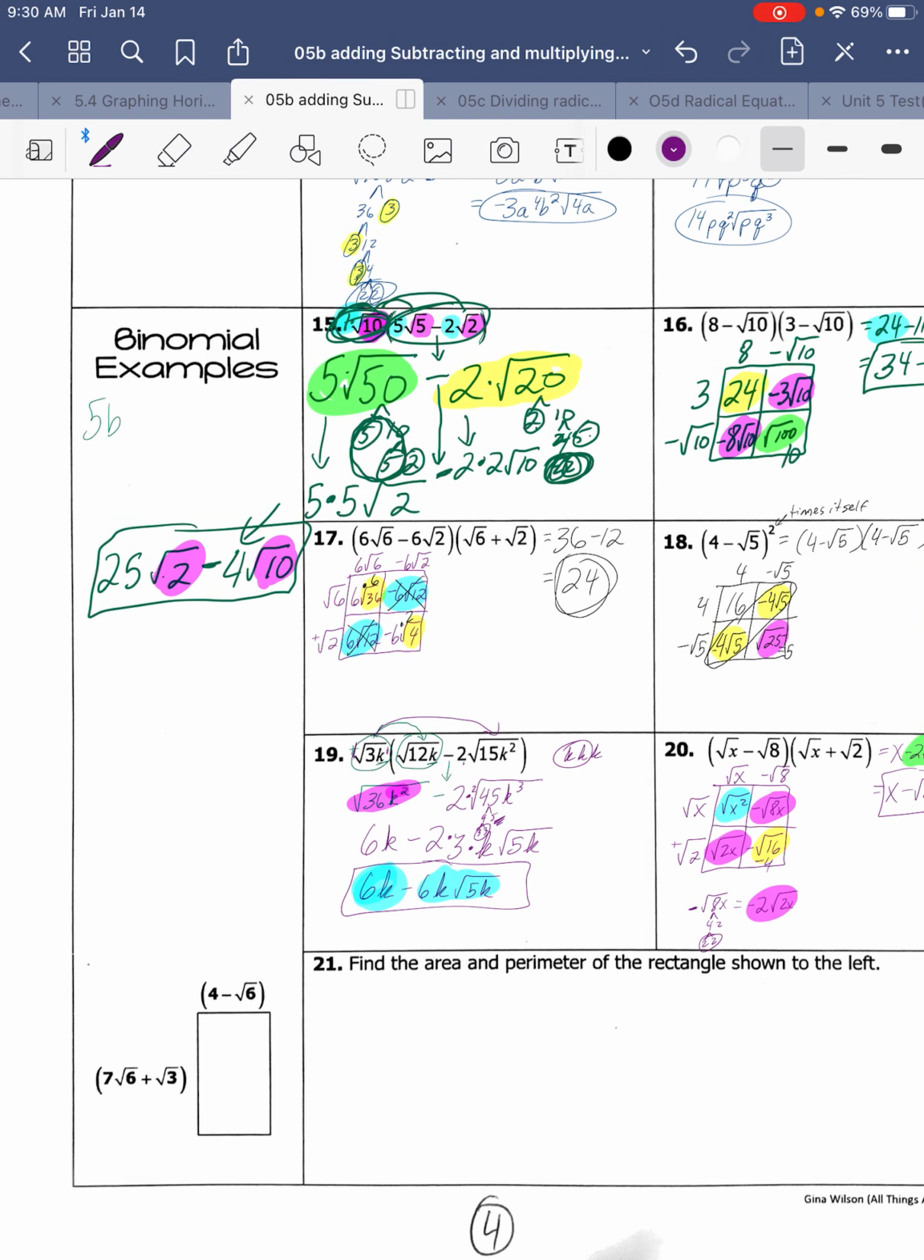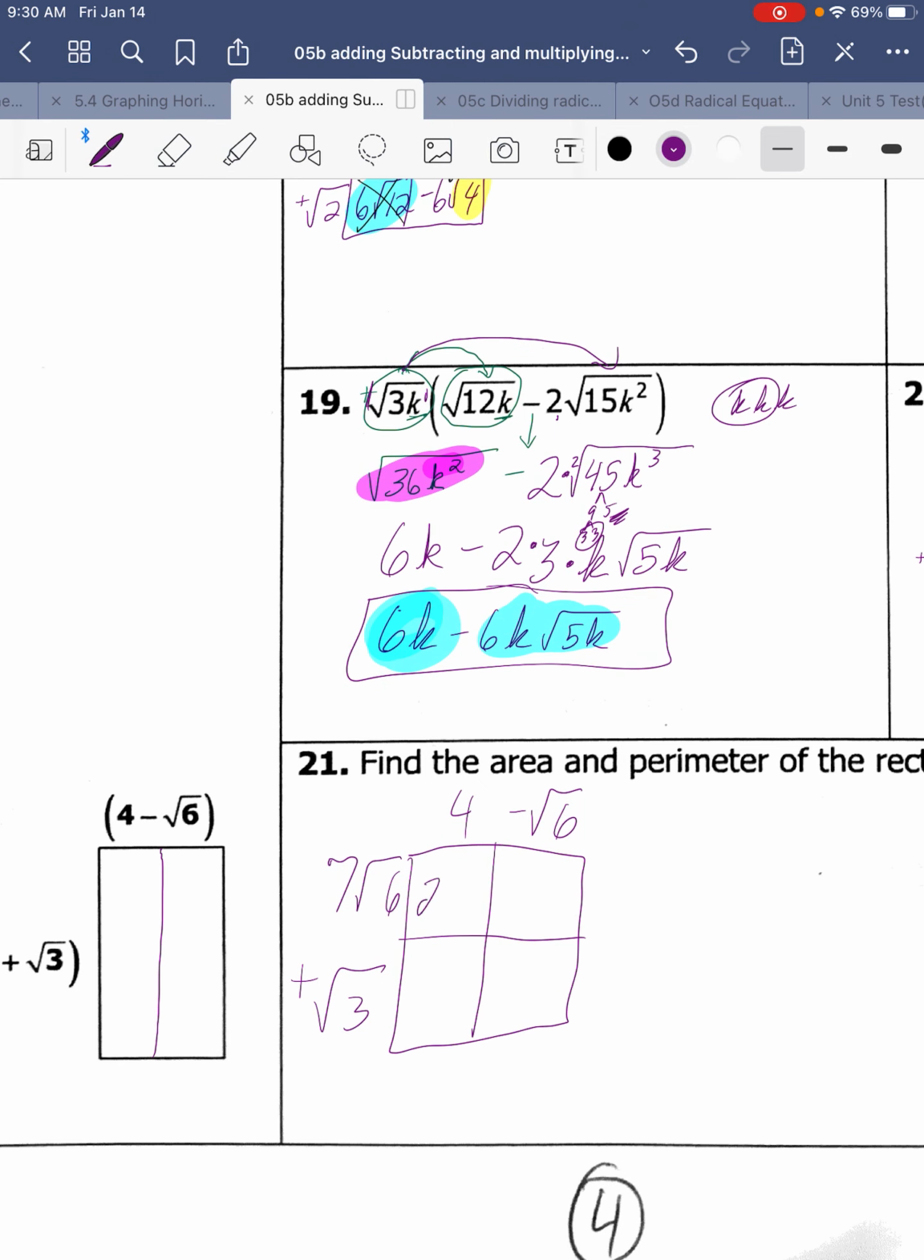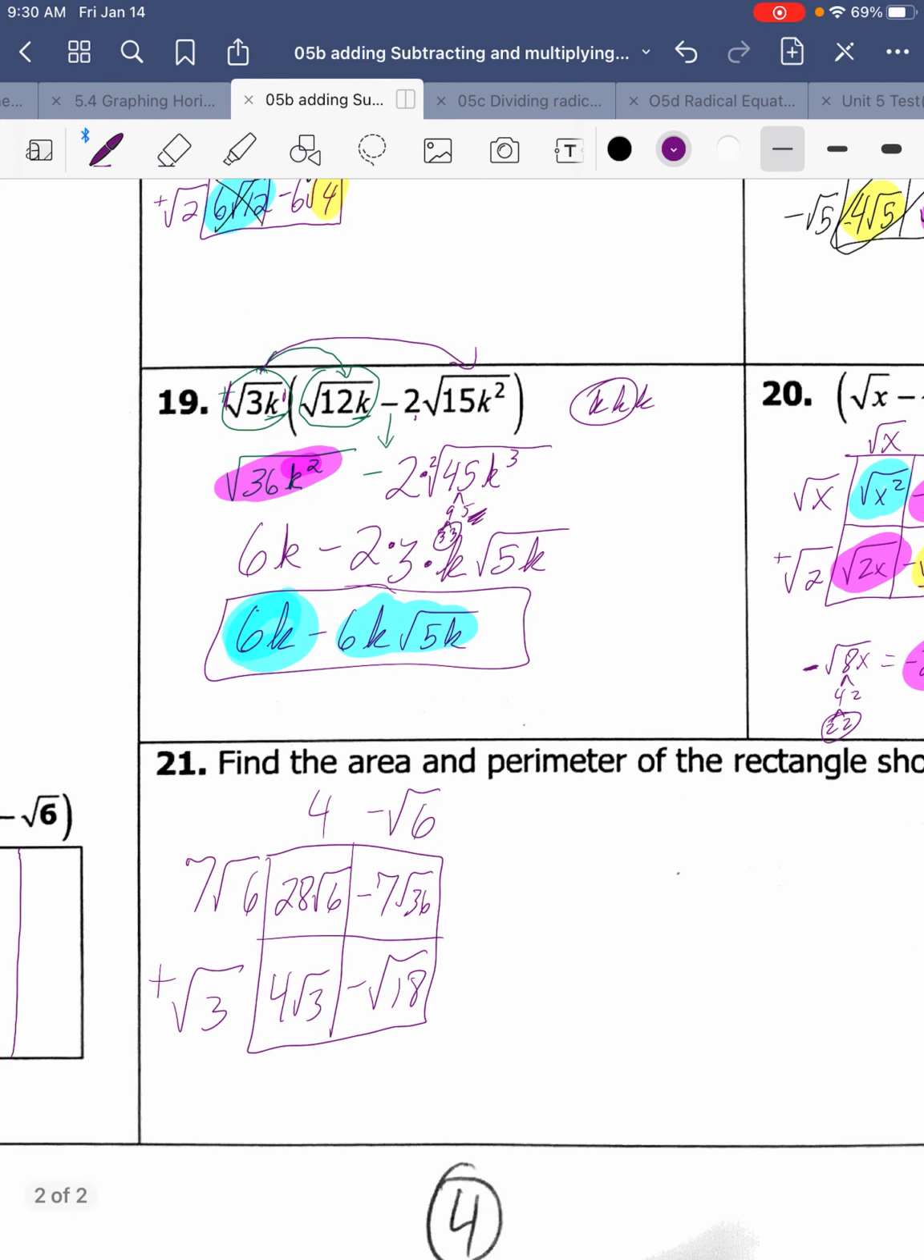All right, find the area of the rectangle shown on the left. Area just means length times width of a rectangle. So I'm going to break this down and make it a Punnett Square, so you're multiplying them together. So 4 minus square root of 6, 7 square root of 6, and a positive square root of 3. So we have 28 square root of 6, negative 7 square root of 36, 4 square root of 3, and negative square root of 18.